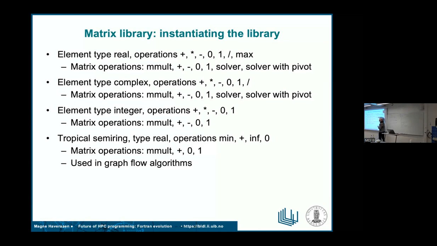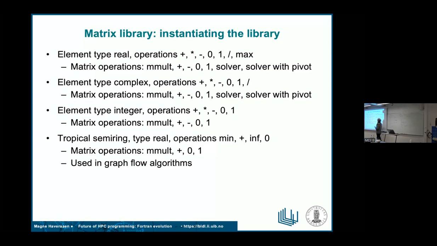It's not supposed to be there, because we don't have the max function, so we can't do pivot. So I need to erase this from my slide. If we throw in integer, well, we have the max, but we don't have the slash, so we lose both solvers. Now we can do something very interesting, something called the tropical semi-ring.